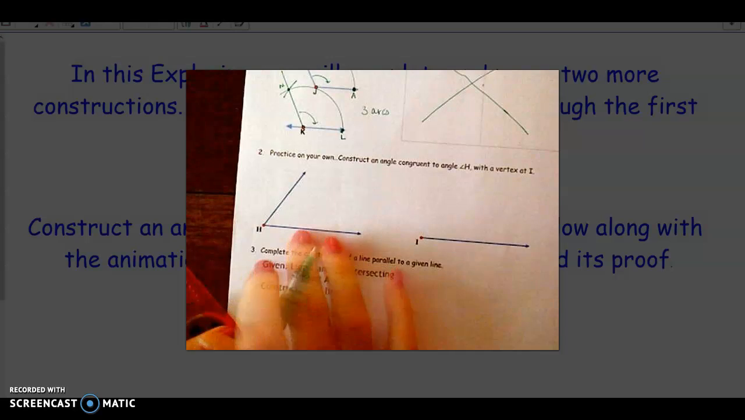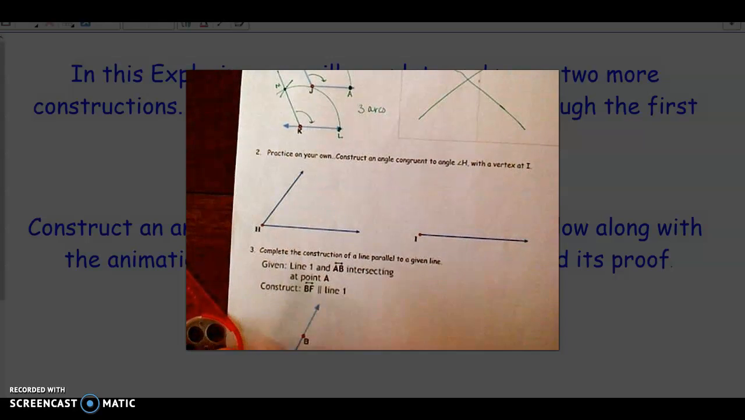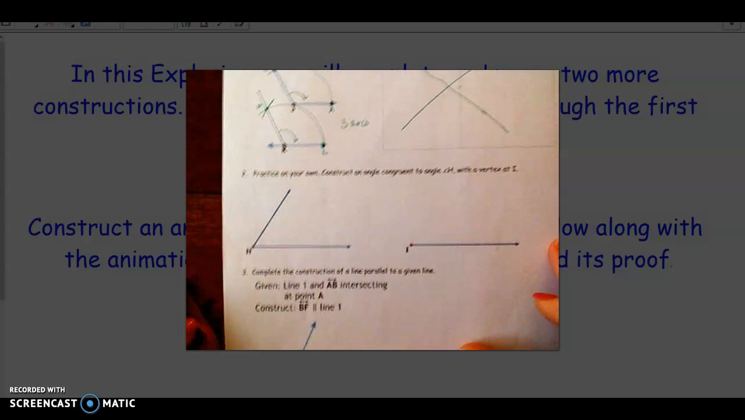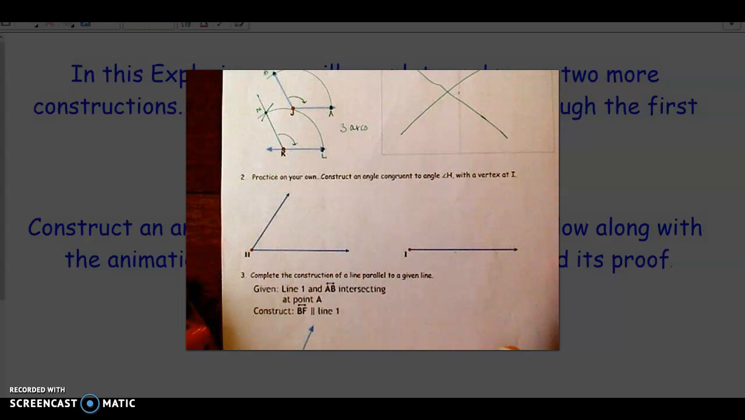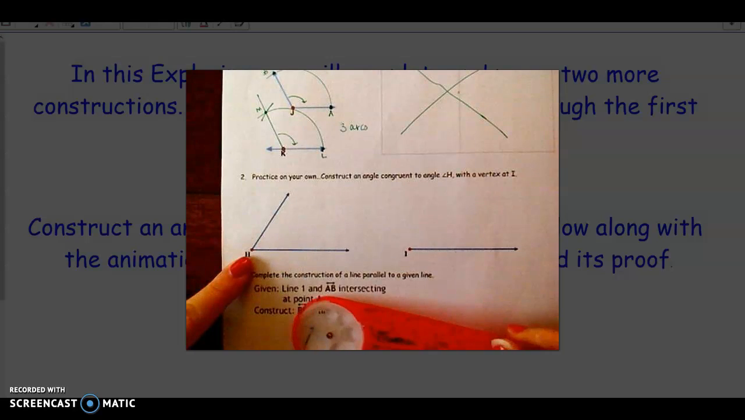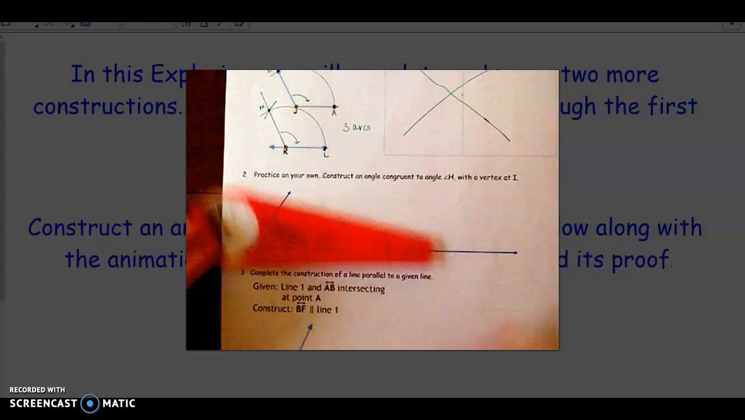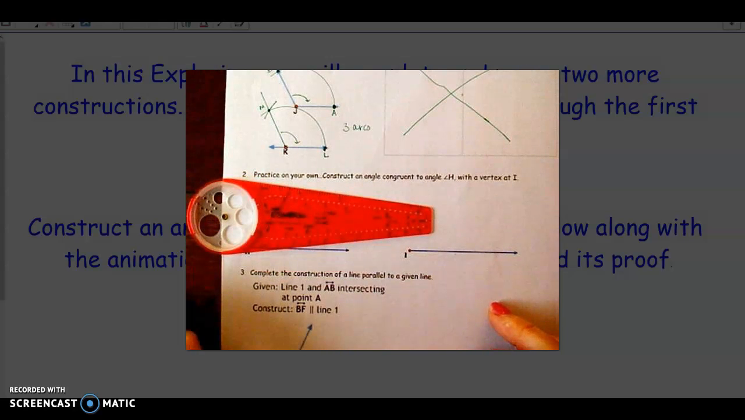So you can practice on your own here, copying this angle over here on this segment here. And you can pause your video to try to do that on your own, and then you can restart it to see it done again if you need that. All right, so I'll just go through that process one more time in case you need to see that. If you don't, you can fast forward through this part to get down to the construction of parallel lines on number 3.